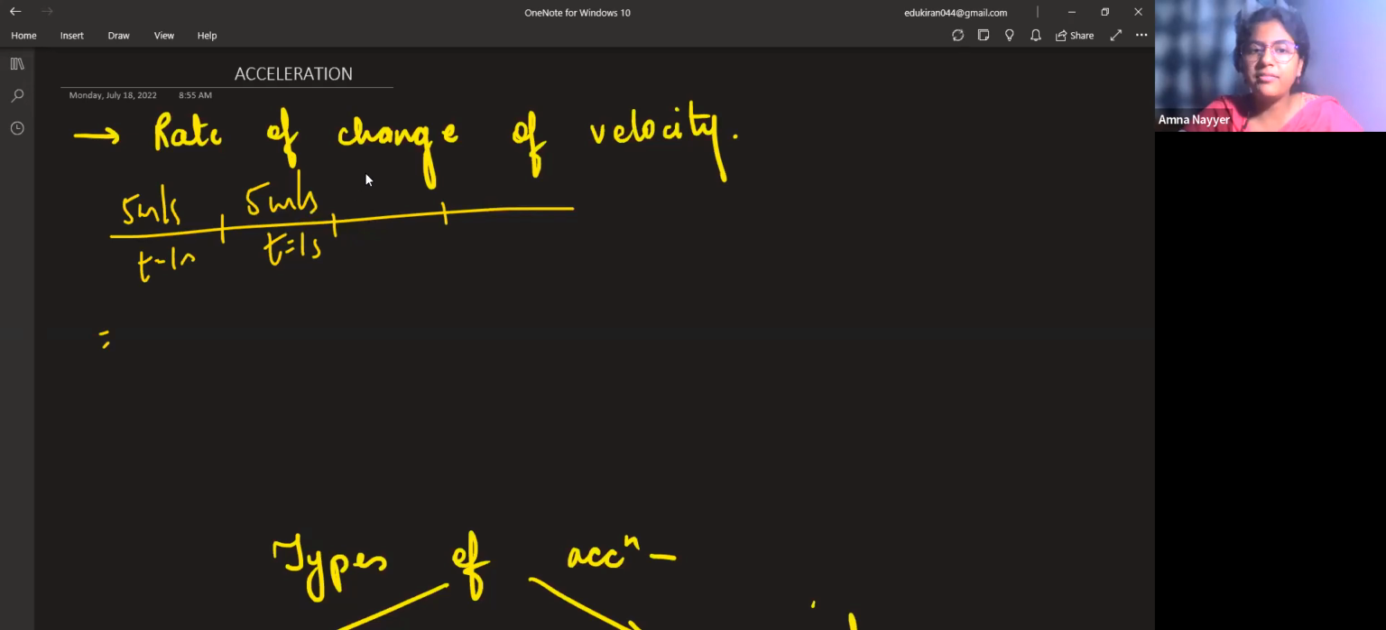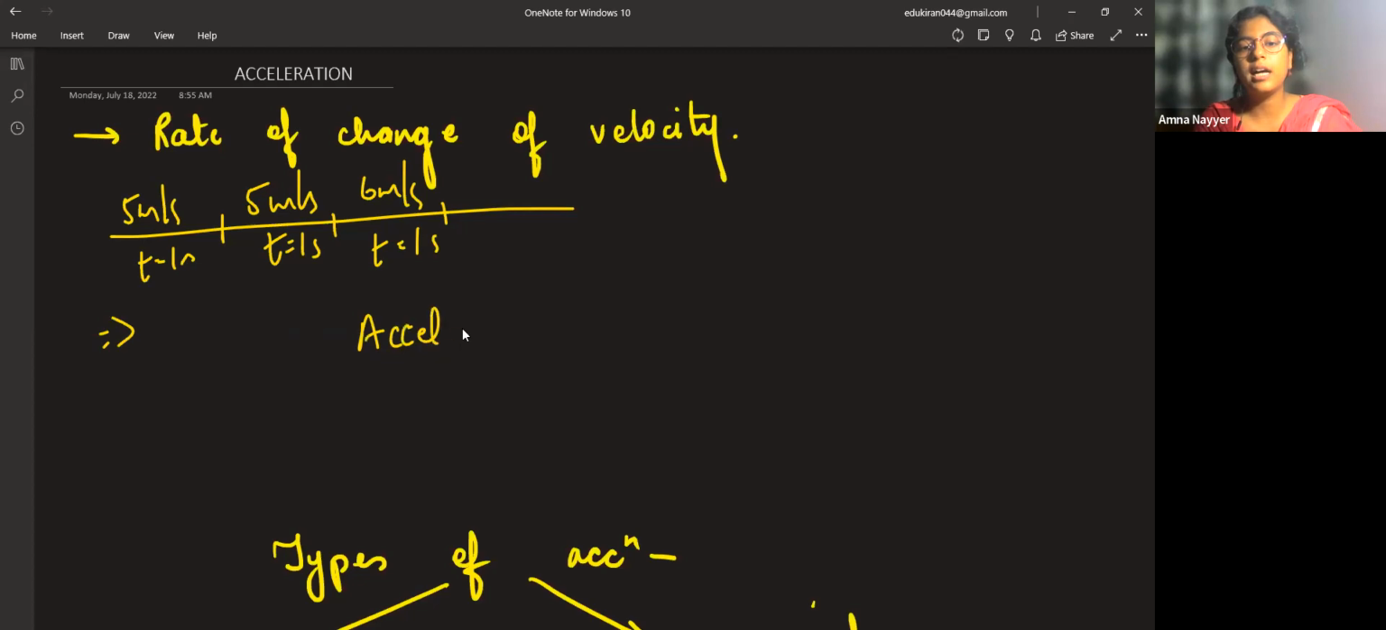Now, this was 5. Let's say this becomes 6 meter per second in 1 second. So it was 5, then it became 6 meters per second. It means velocity has changed. Initially it was 5, now it has become 6. So there is a change in velocity. This is what we call acceleration.